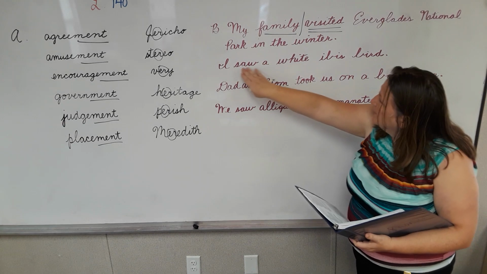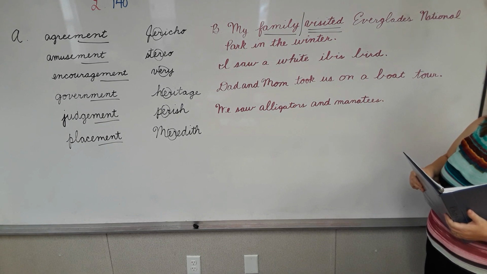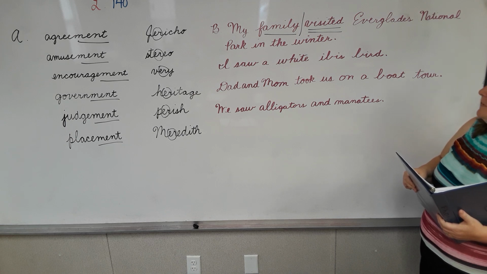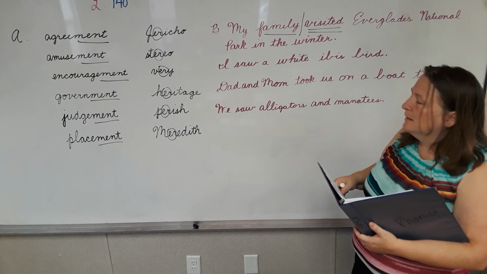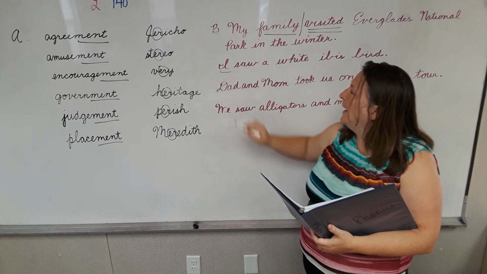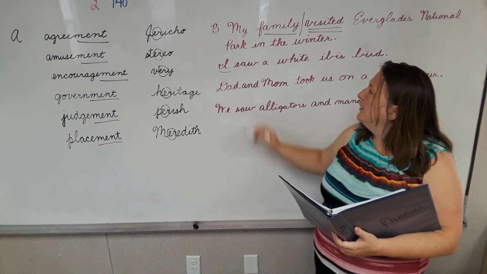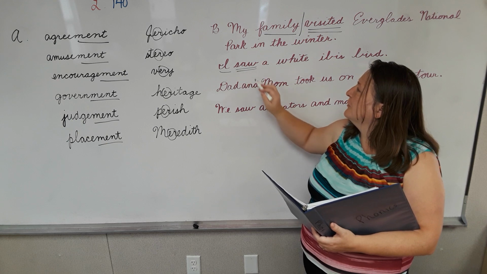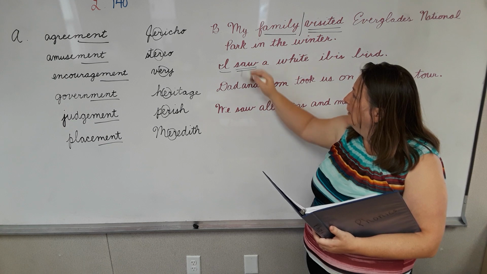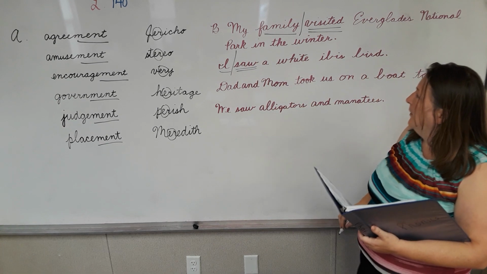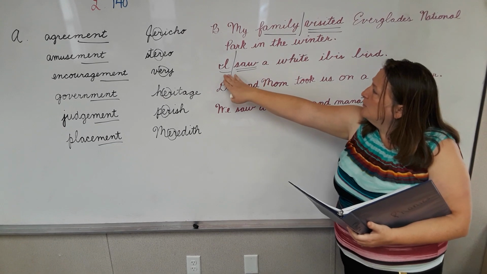Read the second sentence. I saw a white ibis bird. What's the subject? I. I answers the question who or what. What's the verb? Saw. Saw answers what I did. What did I do? Saw. I saw a white ibis bird. Divide between the subject and the verb.